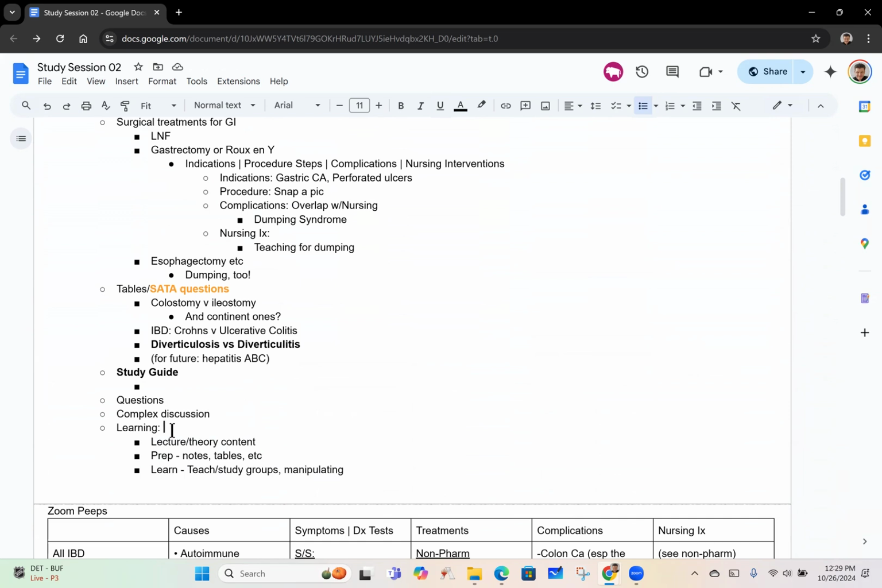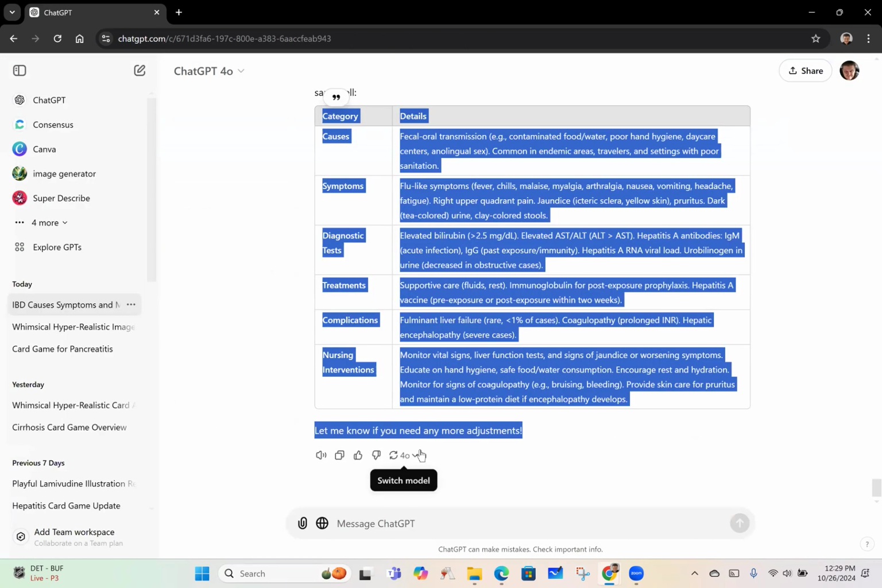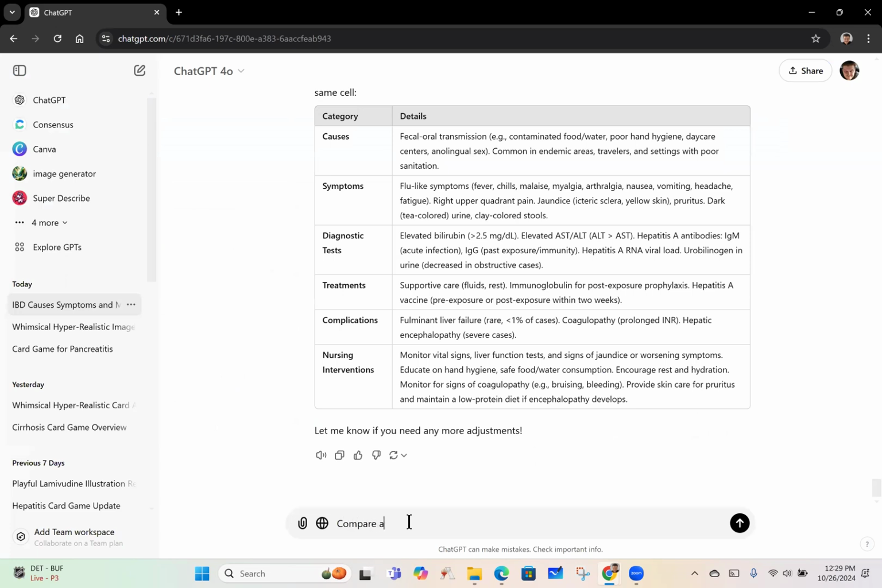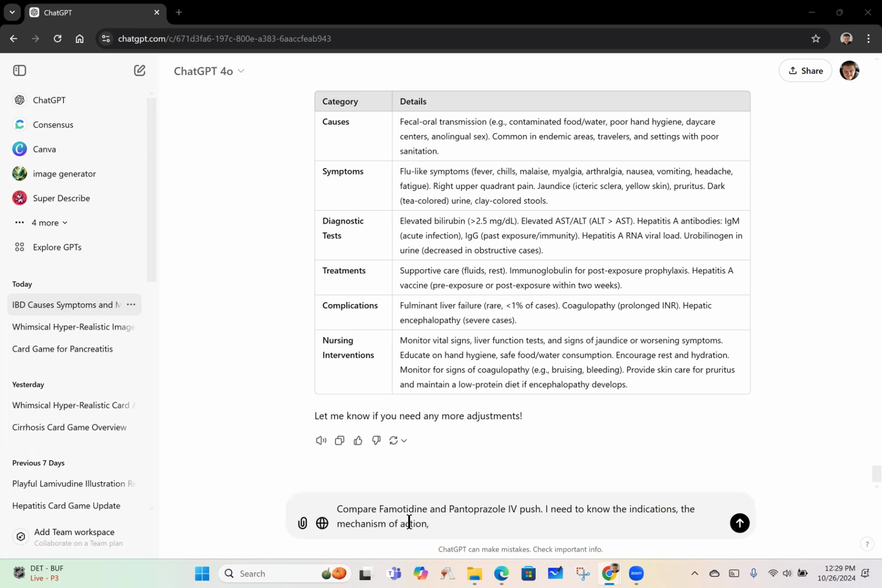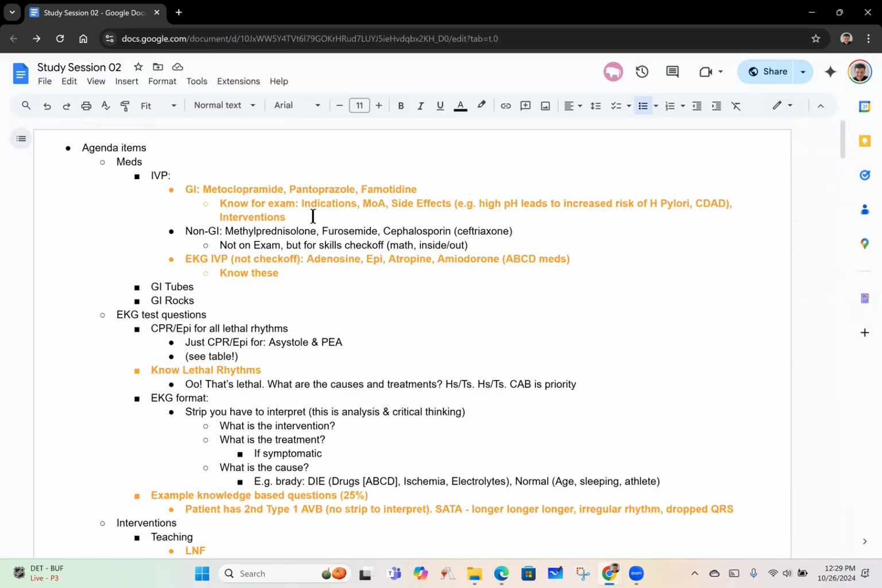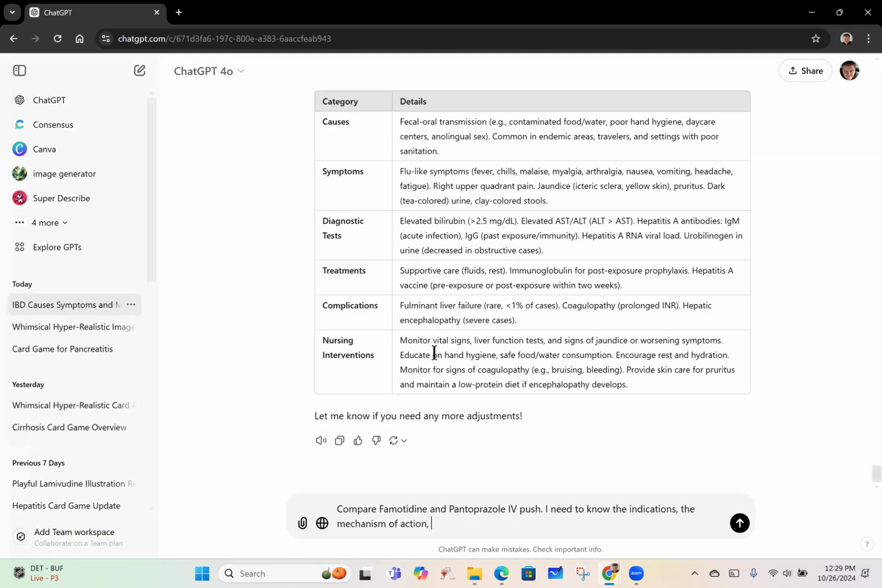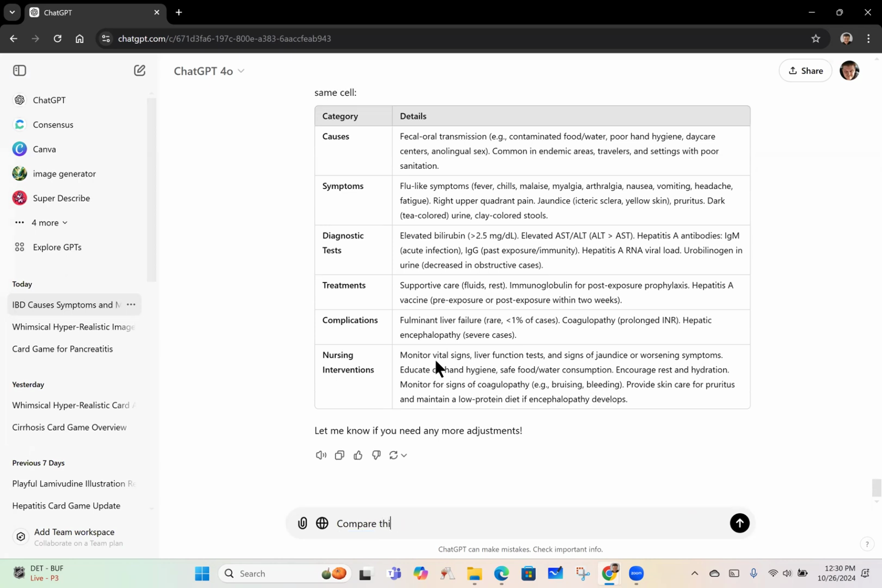Give me, compare and contrast pentamidine and pantoprazole, IV push. I need to know the indications, the mechanism of action. I could have just copied this, couldn't I have? Compare this in table format.